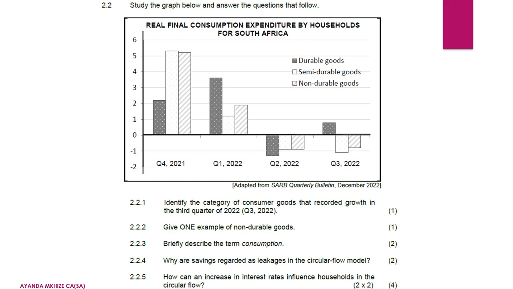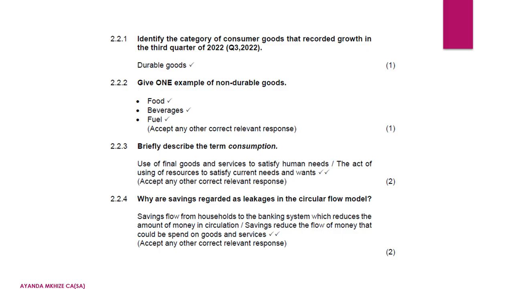Right. Now we have discussed all those questions. Let us see what we have in the solutions. So now we have solutions. 2.2.1 said identify the category of consumer goods that recorded growth in the third quarter of 2022. And then they showed us Q2 2022, as per the graph. And I said to you, it is durable goods. When we look at it in the graph, we were correct. It is durable goods.